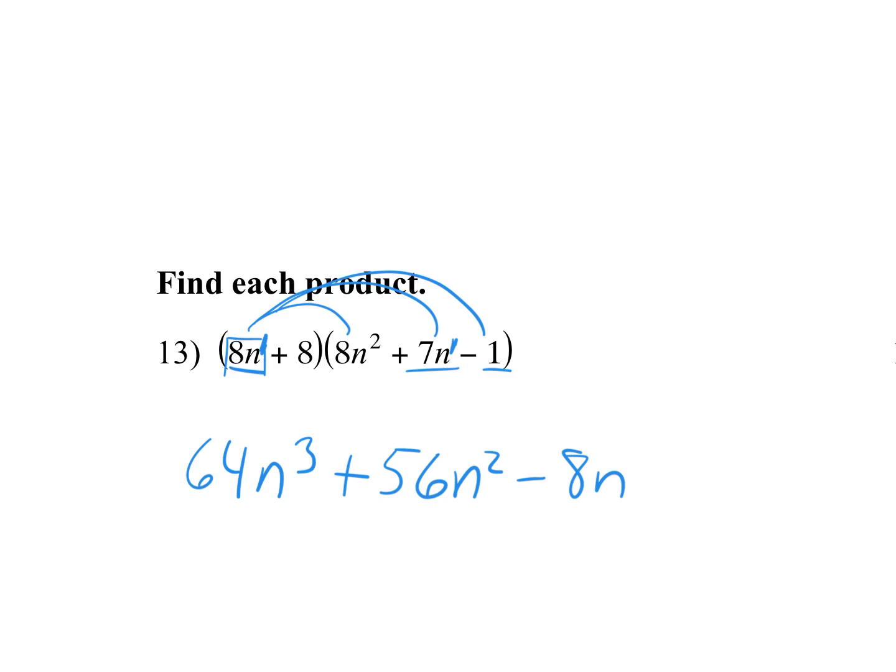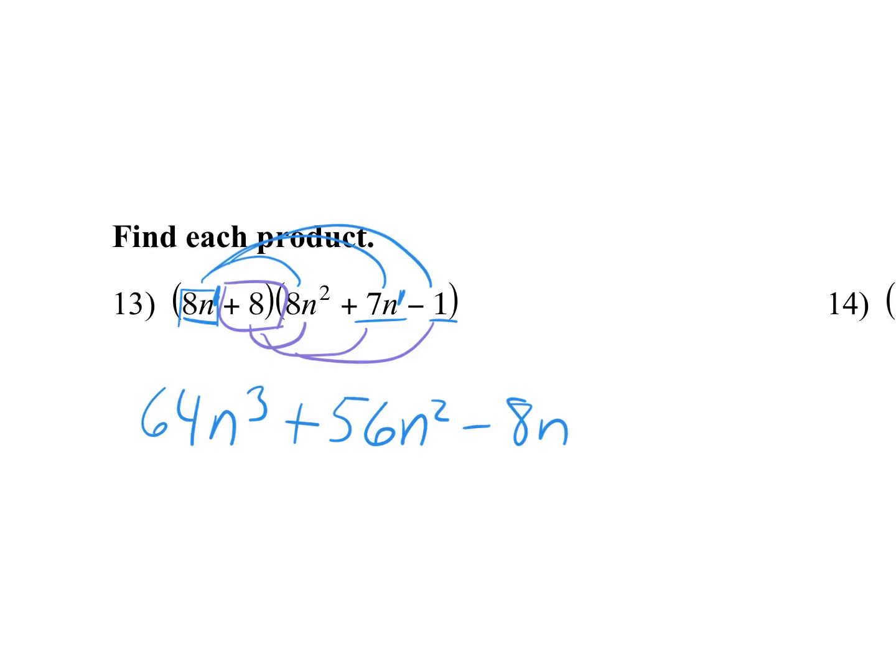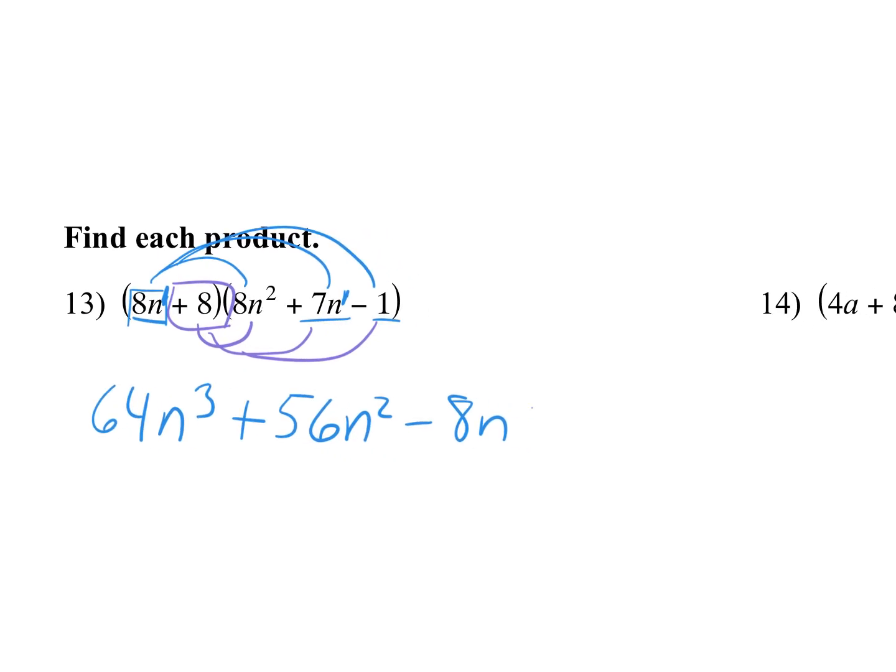That's fine. You would just combine the like terms. Then you do that one next. So once you're done with that first one, you would do the next one. You would distribute the 8 to each term. Just the plain 8. And then 8 times 8n squared is going to get you 64n squared. 8 times 7n is going to get you 56n. And then 8 times negative 1 is going to get you a negative 8.